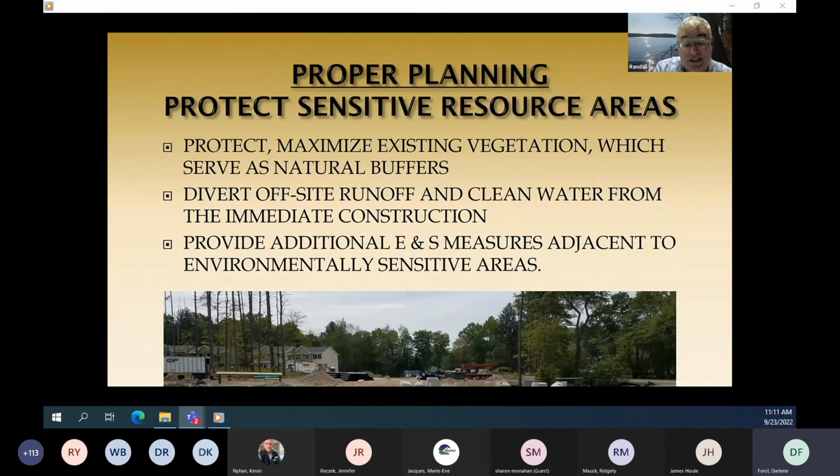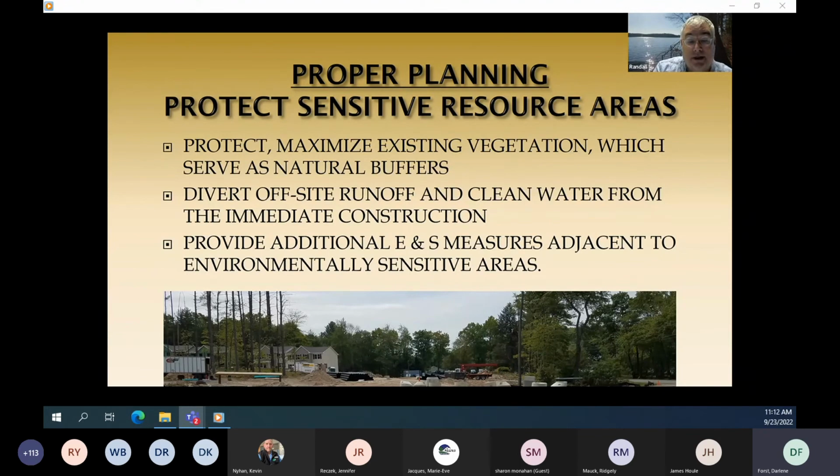Keeping that vegetation is not only going to protect the resources, it's going to add some value to the project overall, and only disturb those areas that you can control. So the longer you can keep vegetation in its place before you're going to work an area, phasing a project is really going to be critical.